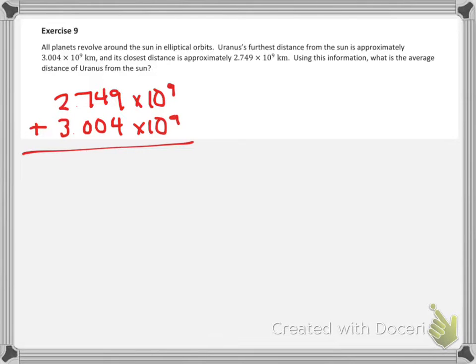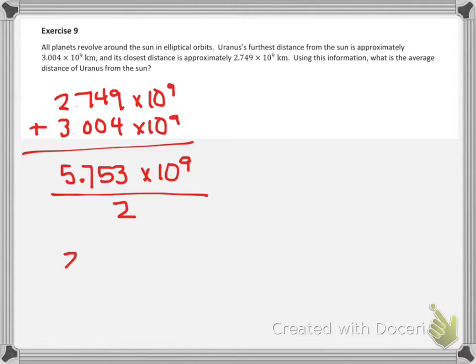And so the first thing I'll do is add these together. And when I do that, I get 5.753 times 10 to the 9th. That gives me my 2 distances added together. And in order to get the average, I have to divide by those two distances, so dividing by 2. And when I divide by 2, 5.753 divided by 2 is 2.8765 times 10 to the 9th. So that is the average distance of Uranus from the Sun.